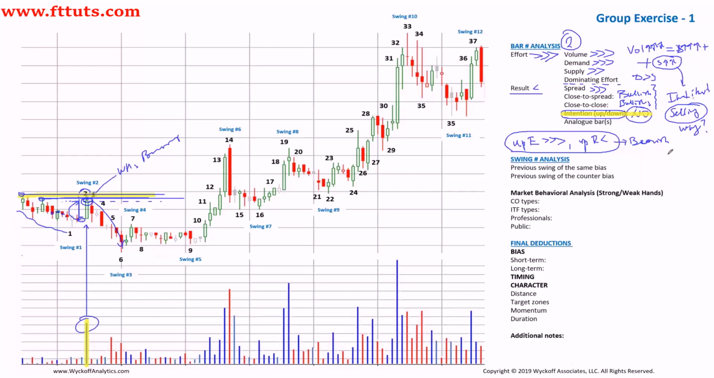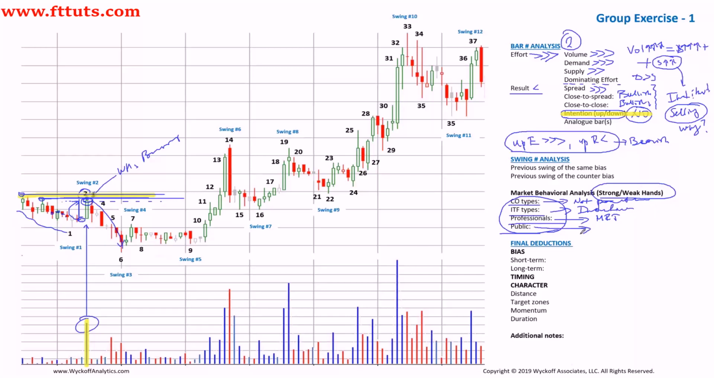And Philip is asking, we always care about the intentions of the CO or the weak hands also. Yeah, we care about different strong and weak hands, right? So we want to understand where all of these market participants are going to come into the market and how they're going to behave. So from this perspective, on bar number 2, we would be thinking that professionals are probably doing a mean reversion trade, right? CO is not participating at this point, and ITFs are not participating actively.